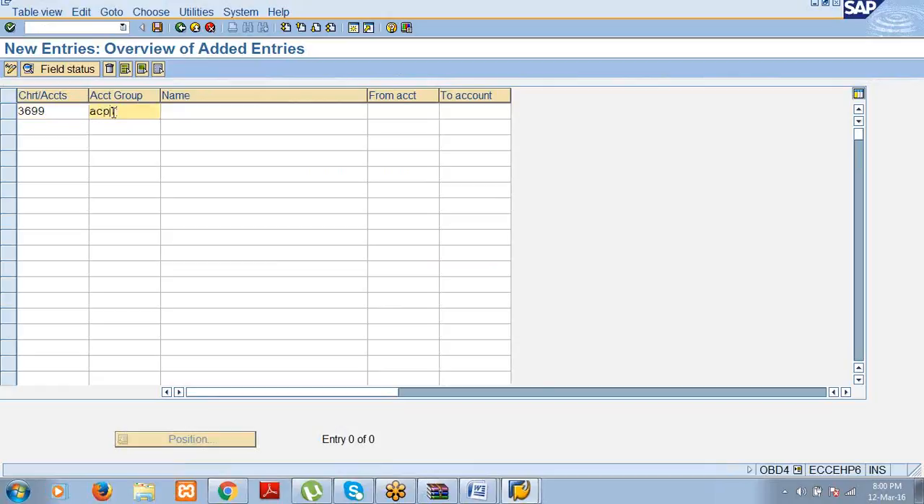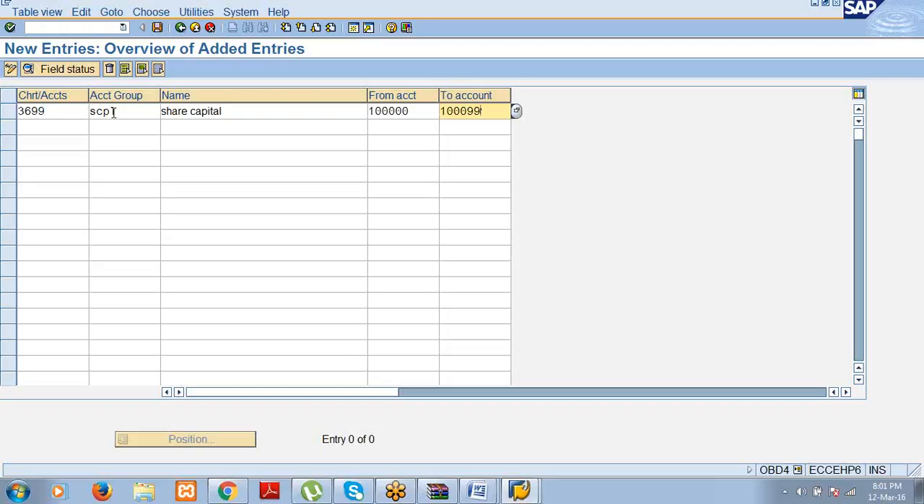Now, chart of accounts is equal to 3699. The account group is SCPL, means share capital. Just like that I am giving SCPL, share capital. From account is 100,000 or 1 lakh to 1 lakh 99. So why from account is 1 lakh? I told you no, every GL account is identified with a number, right? For that purpose, we assign the number range for every account group. Number range means from number and to number. So we use the number ranges very frequently in SAP, right?